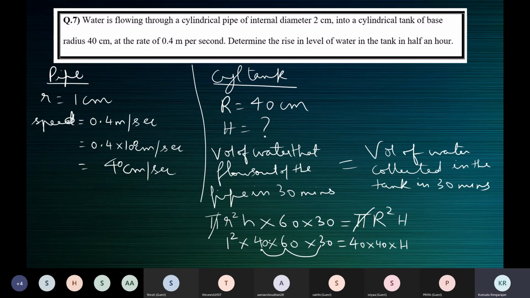So just write the equation in words. You'll always have one thing from where the water is being filled and the other thing where the water is collected. Every time this will be the equation: the volume of the water that flows out of one thing is equal to the volume of the water that's collected in the other thing.